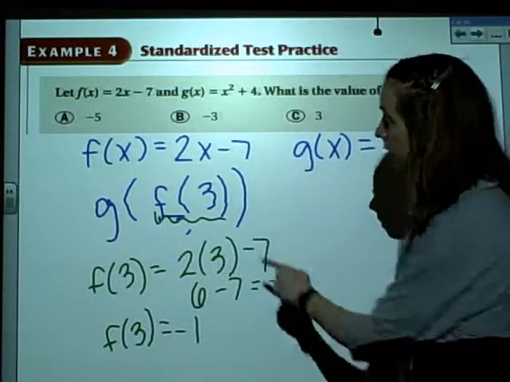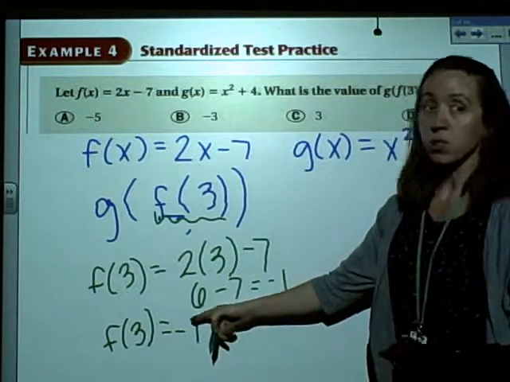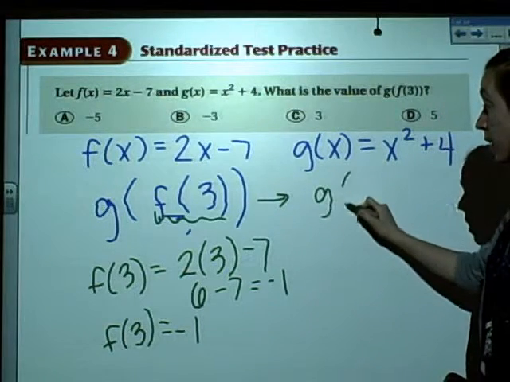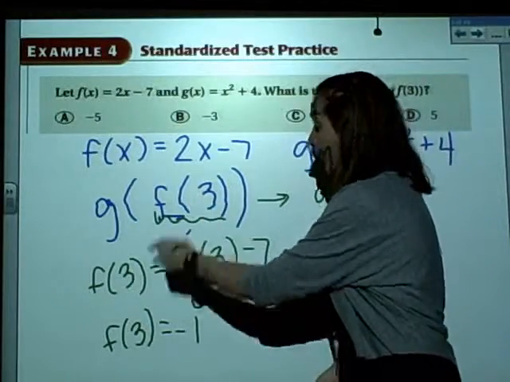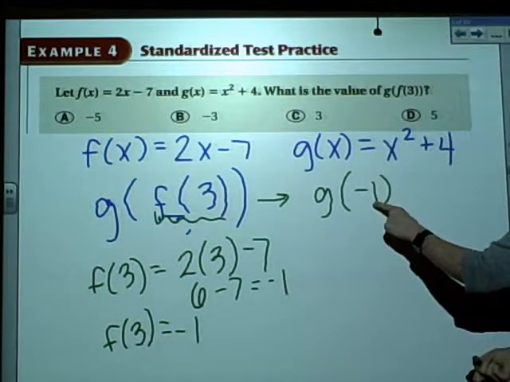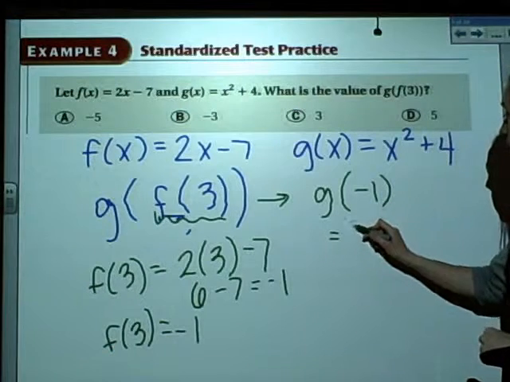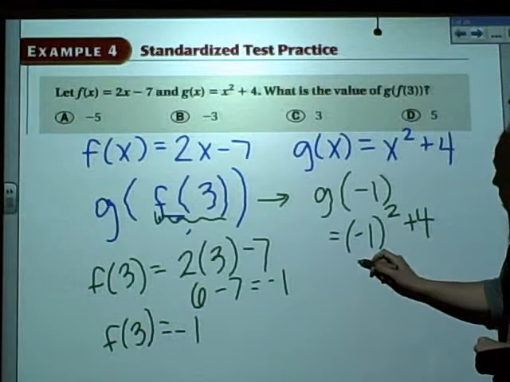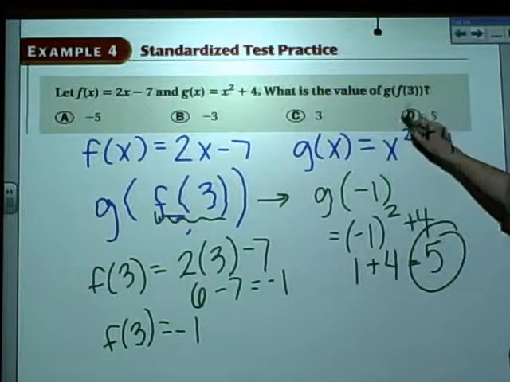Now that I know that, instead of f of 3 in the middle, I can change f of 3 to negative 1. So now I have g of negative 1 because I just found that f of 3 is negative 1, so I can substitute it. Now all I have to do is take negative 1 and put it in for x in my g function here. So negative 1 squared plus 4. You get 1 plus 4, which gives you 5. That is your answer, and that's D.